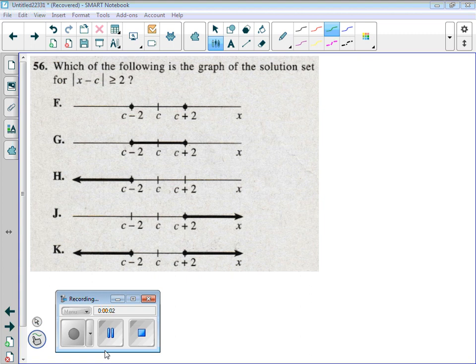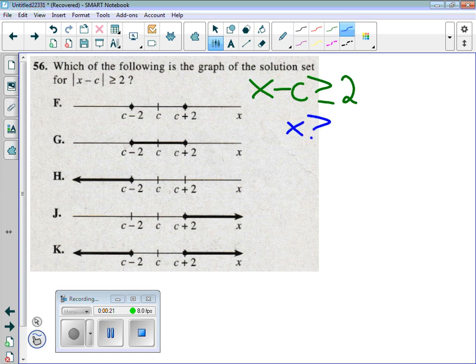Number 56 is dealing with absolute value and essentially solving an inequality. So even though we have several variables involved, I'm just going to solve this like I normally would. So if I solve it like I normally would, where I have x minus c is greater than or equal to 2, I add my c over, I get x is greater than or equal to 2 plus c.